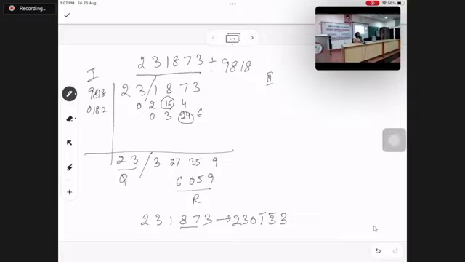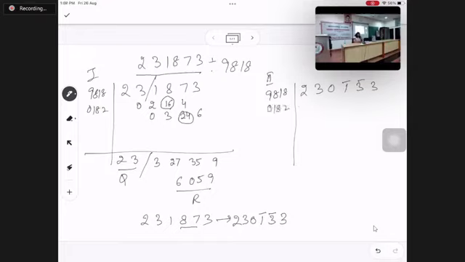We will use this Verniculum instead of 231873. In this case, you won't get the double digits. So it is 2, 3, 0, 1 bar, 3 bar, 3. And we divide it by 9818, and the modified divisor is 0182.